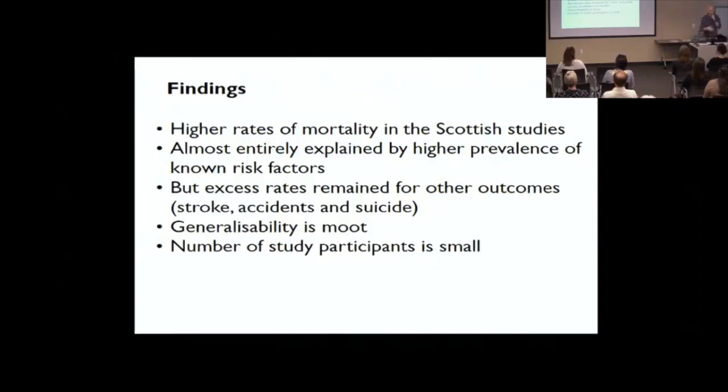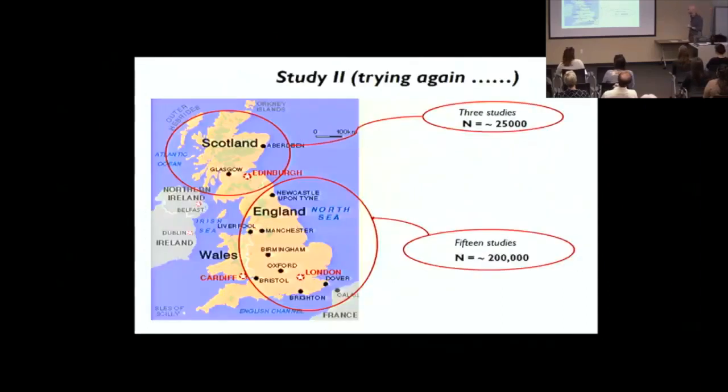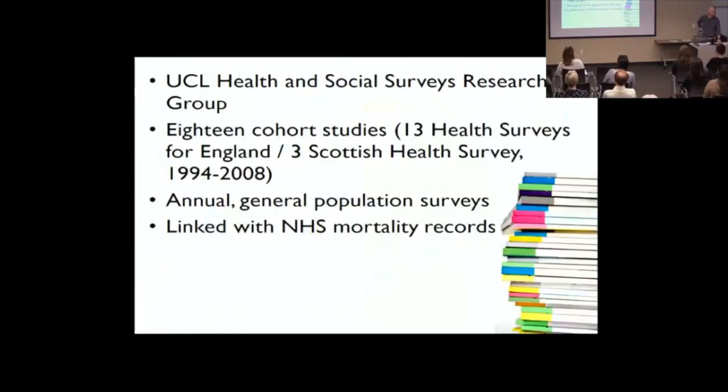And this, for total mortality, was almost completely explained by the higher prevalence of known risk factors, smoking, particularly poverty. It didn't explain it for other specific outcomes like stroke and accidents and suicide. And of course, being very specific to those cities, the generalizability is debatable, and there are a rather low number of studies for these kind of environmental analyses. So we tried to improve this using the studies I've already described to you, the Scottish Health Survey and the English Health Survey, which have much higher numbers. We know them to be representative of the countries from which they're drawn, and so it's a stronger set of analyses really.